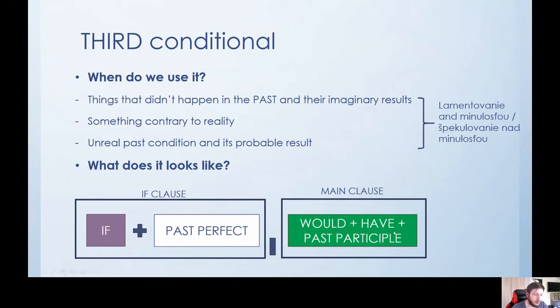What does it look like? We use if plus past perfect and then would plus have plus past participle. So basically would plus present perfect, okay? So past perfect, would and present perfect.